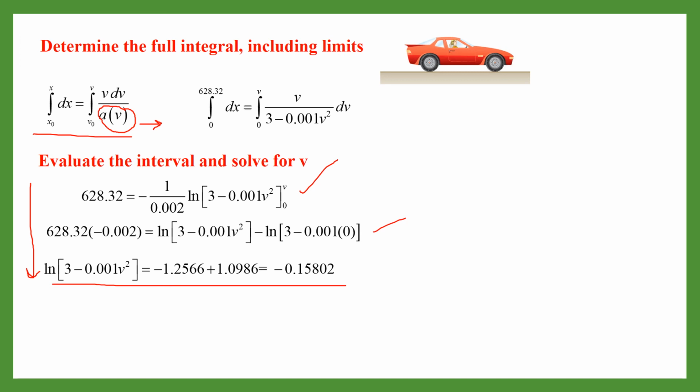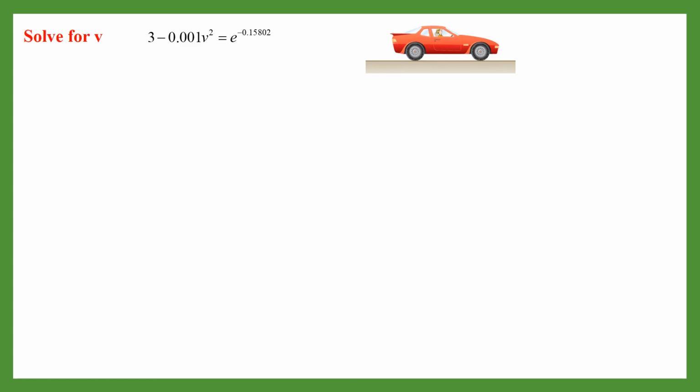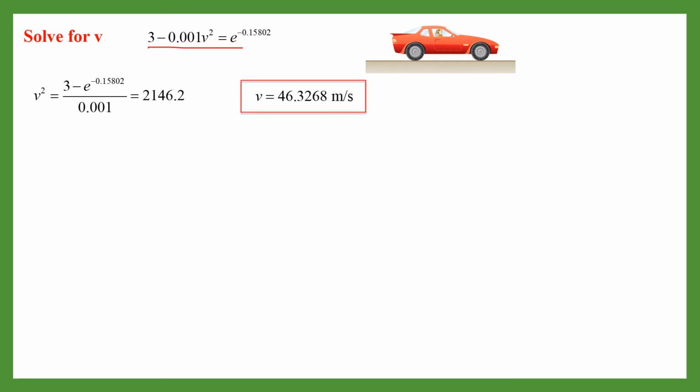0.15802. Now you simply need to take the exponential of this, then you will get 3 minus 0.001 v square will be equal to the exponential of this. So this is our equation. From this equation we can easily obtain the value of v. So v comes out to be 46.3268 meter per second.